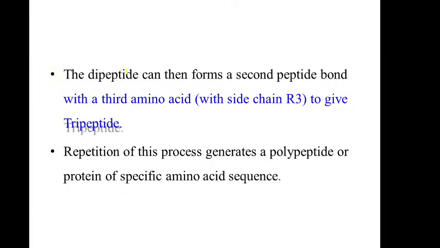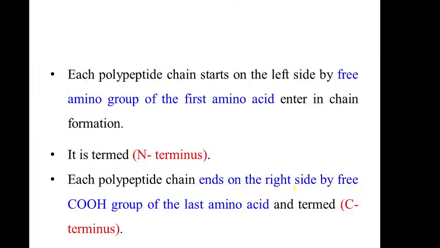So the dipeptide can then form the second peptide bond with the third amino acid to give the tripeptide, and so on we will get the polypeptide, or we will get the protein of specific amino acid sequence.